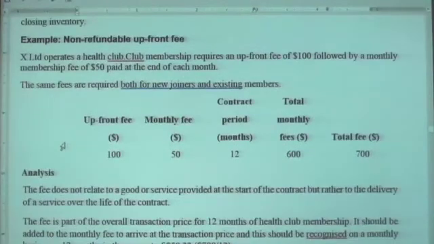Then, non-refundable upfront fee. Let's see what it is. X Limited operates a health club. Club membership requires an upfront fee of $100 followed by a monthly membership fee of 50 paid at the end of each month.